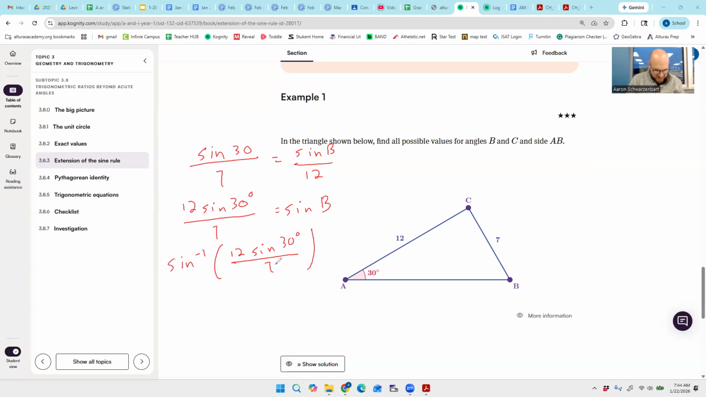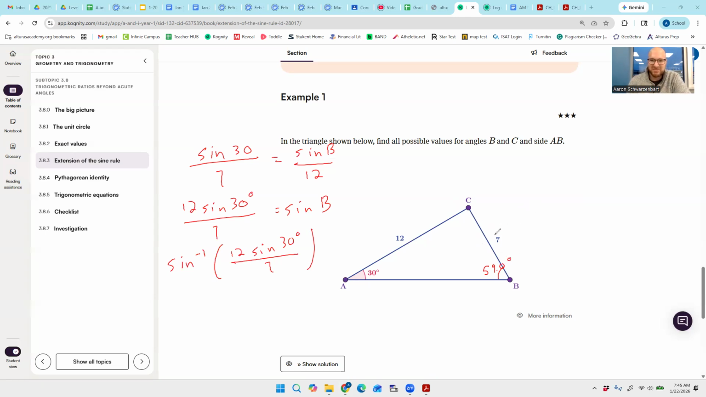I go to my calculator. I make sure it's set in degree mode because I'm doing degrees here. I type it in. And I get 58.99 degrees. So 59.0 degrees.